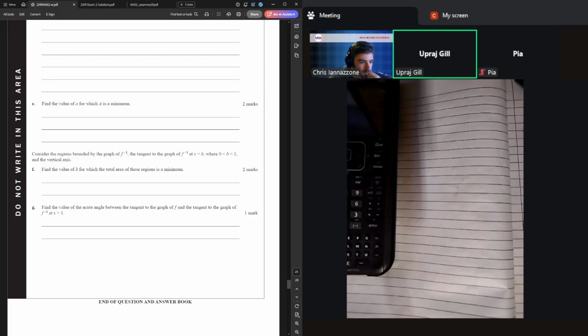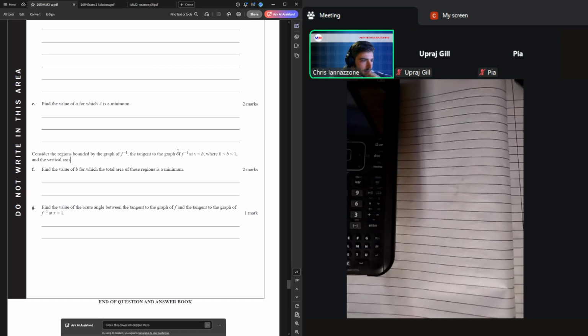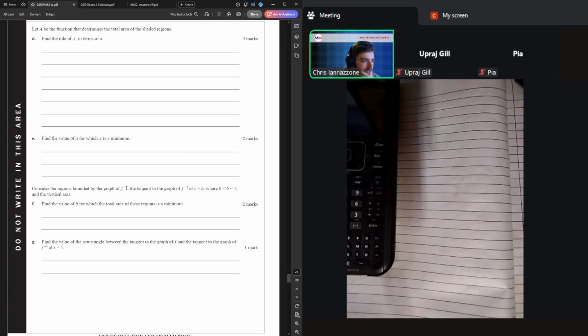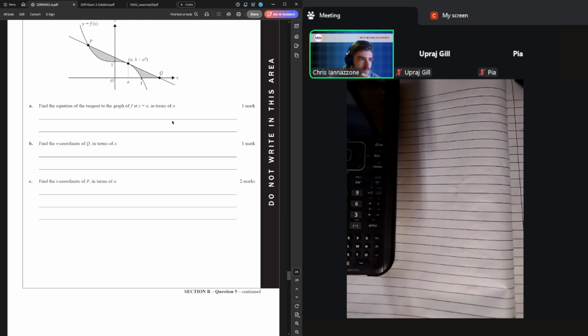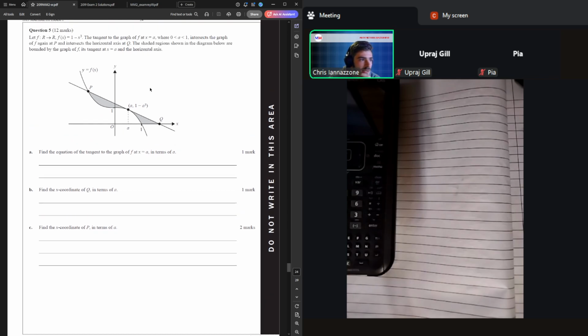Guys, could you explain the symmetries? Yeah. So f and f inverse are reflections about the line y equals x. Basically, what that ends up meaning for us is that we have a swapping of x and y. So the area that we have here is we have f, a tangent in the same spot, and it's got the floor of the x-axis as opposed to the y-axis.